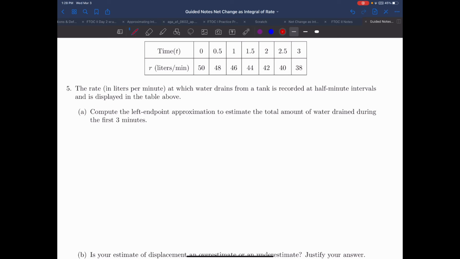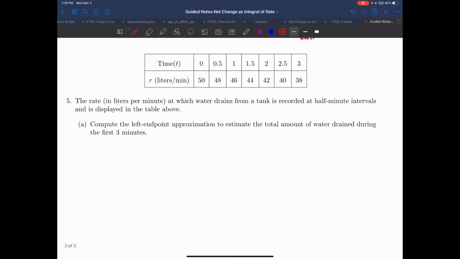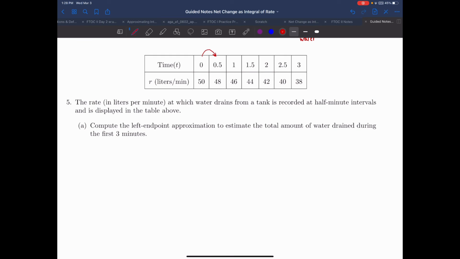So left endpoint, let's see if this is consistent here. That is consistent. So it's 0.5, goes to 0.5. So these are all increasing by 0.5, that's good. And so we can have a left endpoint, our width is going to be 0.5 of those rectangles, and we're just going to evaluate this one, this one, this one, this one, this one, and this one, because that's the left endpoint. So we'd have 50 plus 48 plus 46 plus 44 plus 42 plus 40 times 1/2.